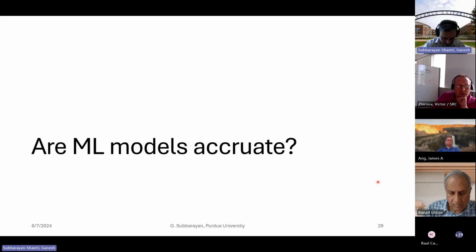So I know I have a lot. So I'm going to move on to talking about ML models. First, I'll ask the question, are ML models accurate? This is the reason why I didn't share the slides with you ahead of time, because there's a major typo right there. So I'll correct that and send that to you, Victor.